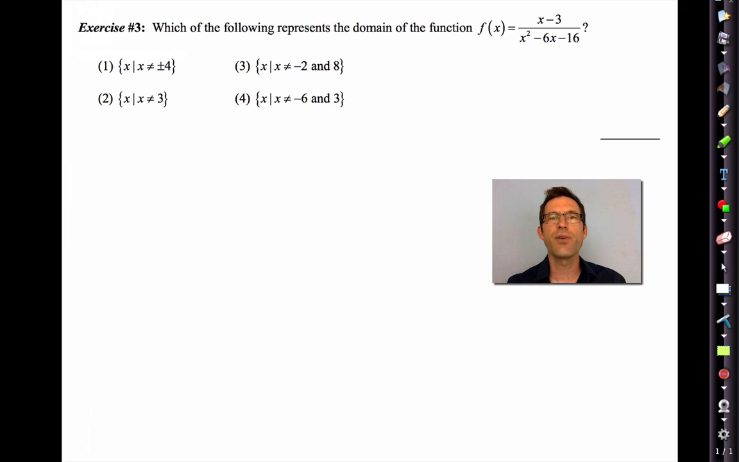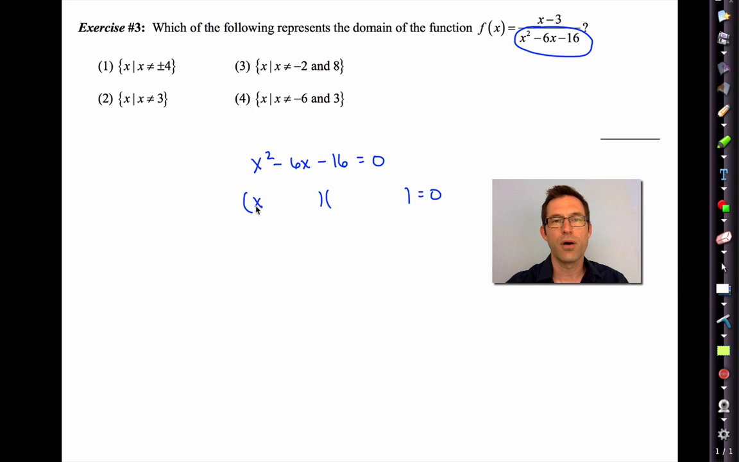Exercise number 3 says, which of the following represents the domain of this particular function? So, pause the video now and work on this. All right. Well, it says, which of the following represents the domain of this function? Well, a lot of functions have domains that are all real numbers. What's going to restrict this function are any values of x that make this equal to 0.